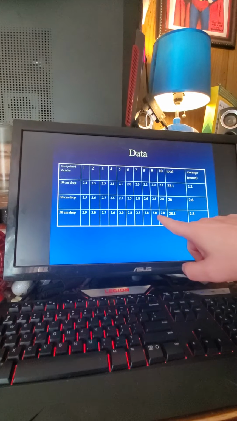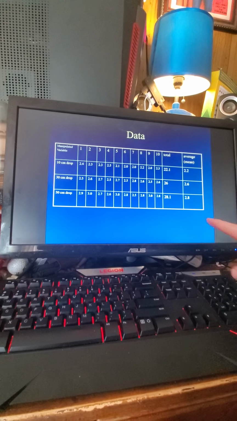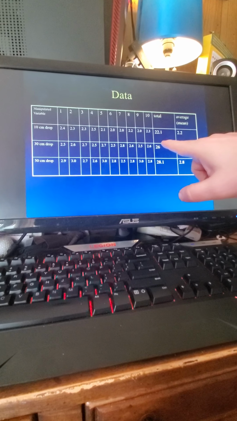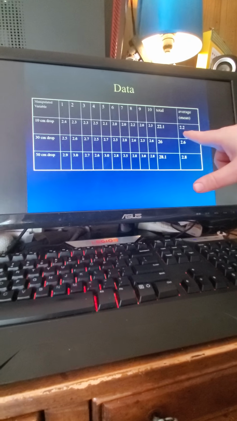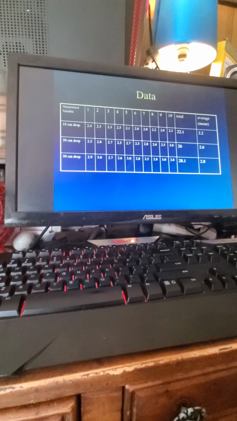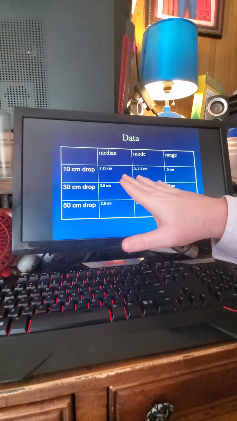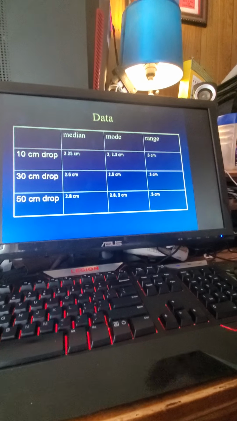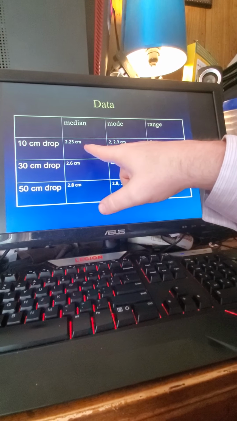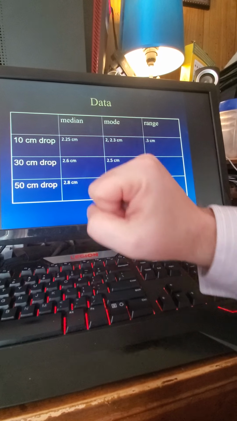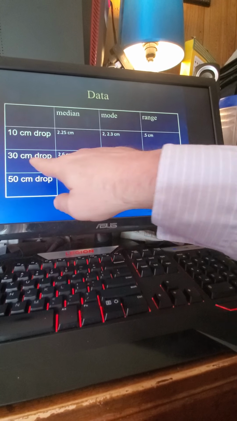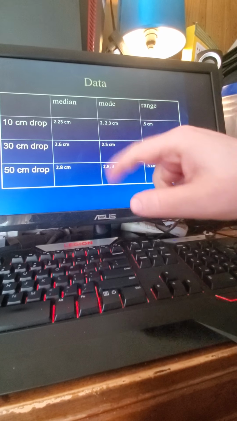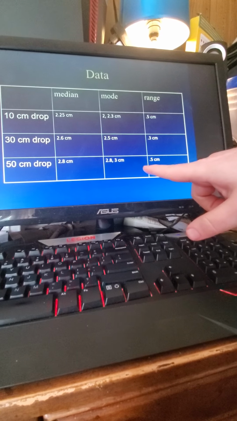Now remember, this is the total. I added all these together. I get the mean by dividing these numbers by the number of drops, which is 10. 22.1 becomes roughly 2.2 when divided by 10, and so on. And then I've also got my median, which is the amount directly in the middle of those 10 drops. It was 2.25 centimeters at a 10 centimeter drop, 2.6 centimeters at a 30 centimeter drop, and 2.8 centimeters at a 50 centimeter drop. Mode is what showed up the most times.